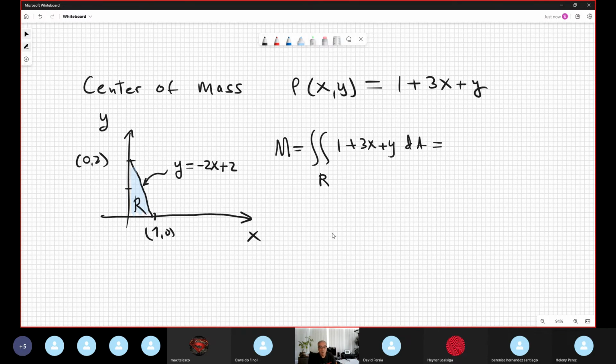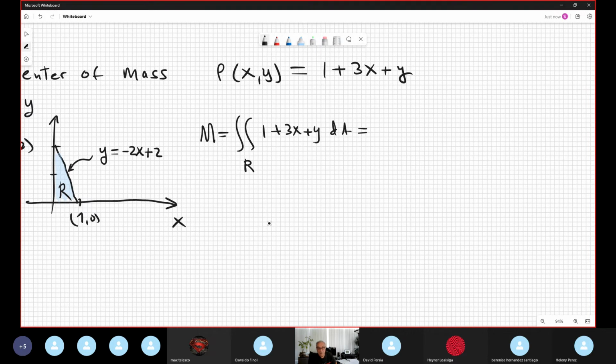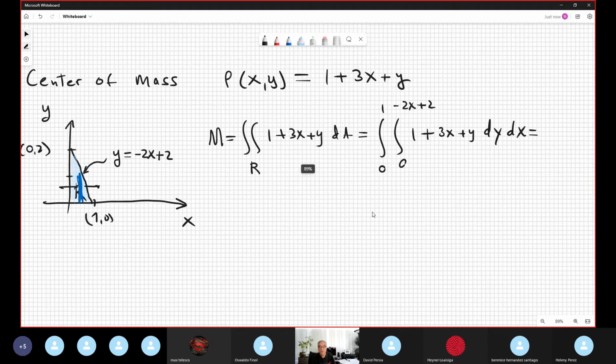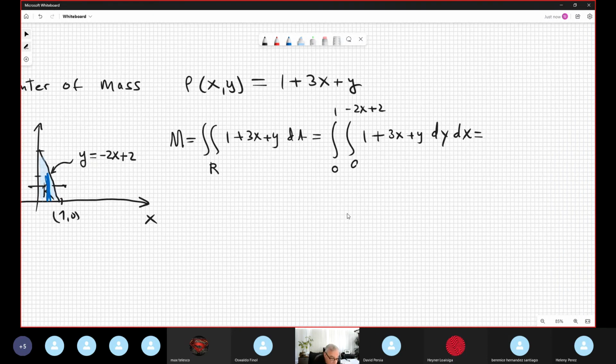Okay. Now, more specific in this problem, I integrate dy dx because I want to integrate in this direction. So I go y from 0 to the y of that line, it's minus 2x plus 2. And x goes from 0 to 1. Okay, I omit the arithmetic. You know that perfectly. The answer is 8 over 3. It's the mass.